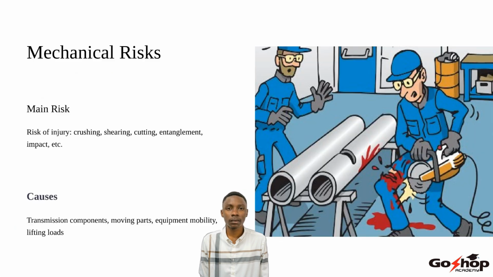Let's go. Mechanical systems pose potential hazards that must be anticipated to ensure safety. Common injuries include crushing, shearing, cuts, entanglements, and impacts, often caused by transmission elements, moving parts, equipment mobility, and load lifting. To minimize these risks, it is crucial to check the condition of machines, wear protective equipment, and follow safety guidelines. Good prevention practices help create a safer and more efficient work environment.